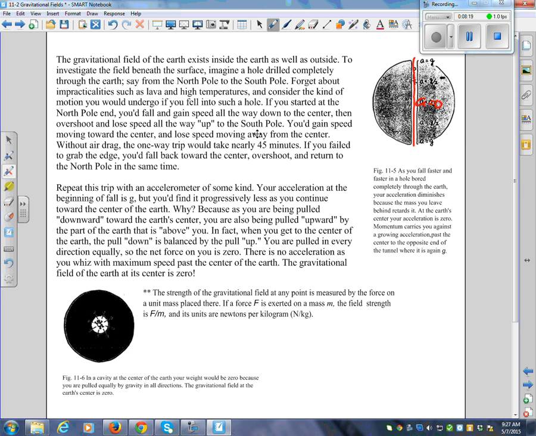So if you start at the North Pole, you'd fall, gain speed all the way down to the center, overshoot, lose speed all the way up to the South Pole. You'd gain speed moving toward the center and lose speed moving away from the center. Without air drag, the one-way trip would take nearly 45 minutes. You would free fall for 45 minutes to the other side. If you failed to grab the edge, you'd fall back towards the center, overshoot, and return to the North Pole at the same time.